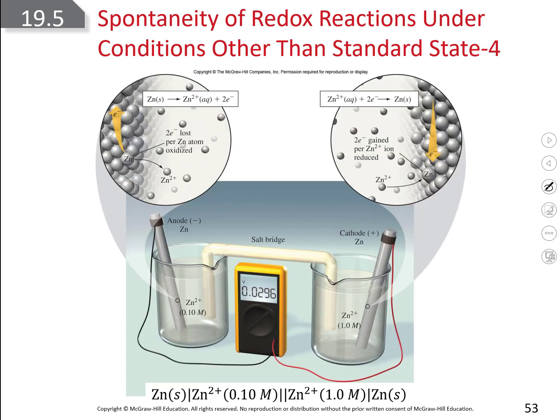Concentration cell. So for example, let's look at these two zincs. Zinc on the right is going to be 1 molar. Zinc on the left is 0.1 molar, or 10 times more dilute than the zinc in the other cell. If I measure the potential difference across this in voltage, I get 0.0296 volts. Not a huge difference, but still measurable, and as we're about to see, something we can actually calculate: the potential difference across a concentration cell.